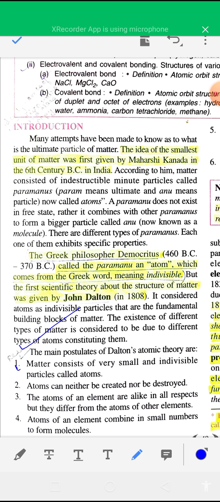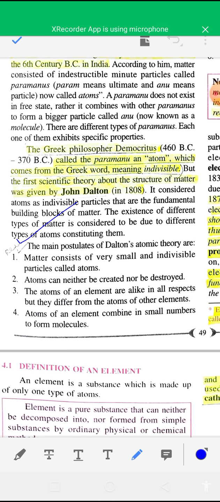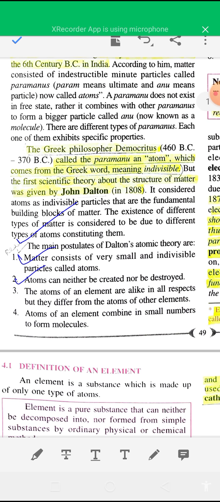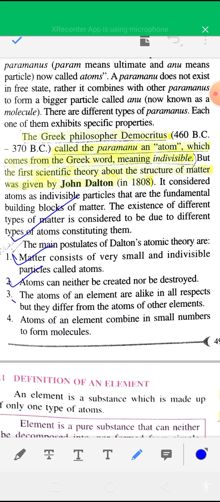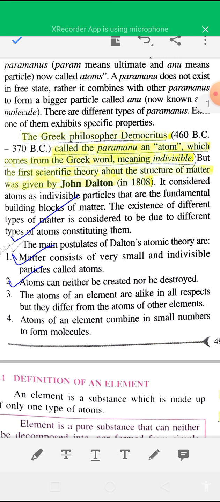matter consists of very small individual particles, and these are called atoms. And atoms can neither be created nor be destroyed, according to Dalton theory. Dalton told that the atoms of an element are alike or same in all respects, but they differ from the atoms of other elements. And atoms of an element combine in small numbers to form molecules.